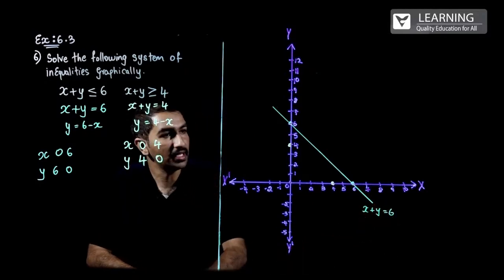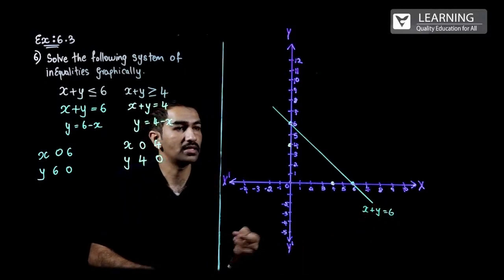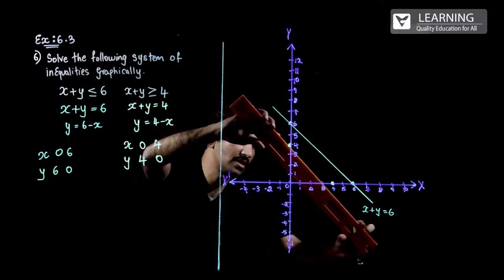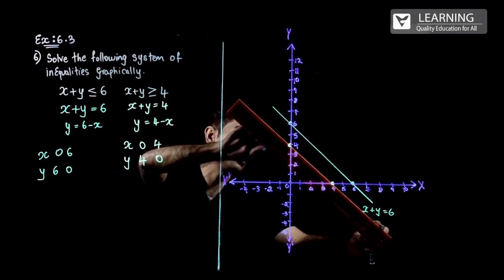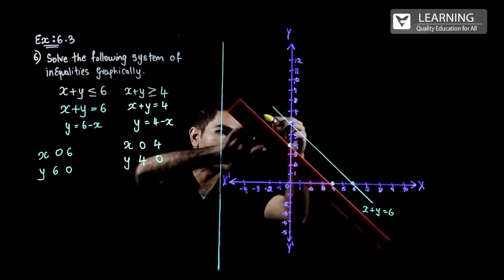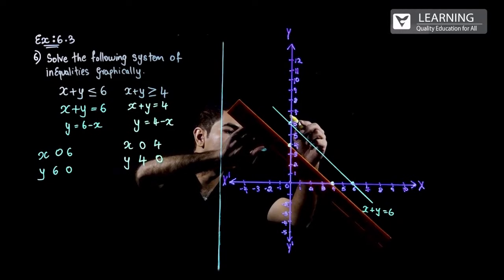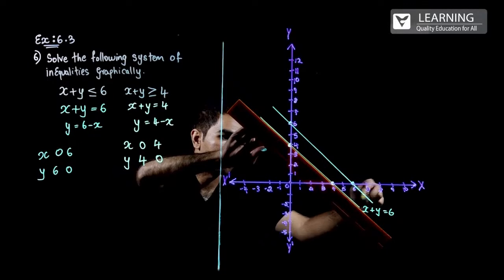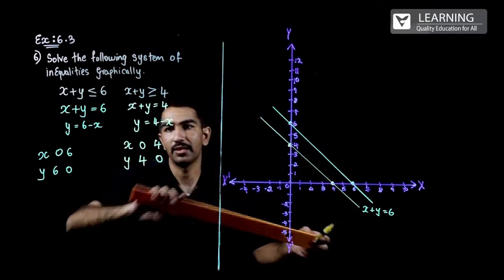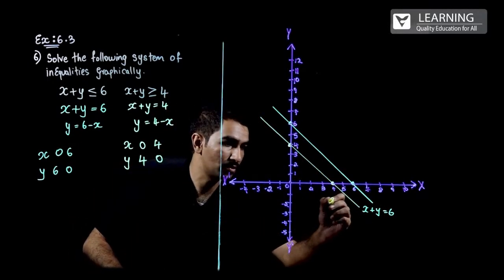Now we'll take another line, the yellow one. So that is 4, 4. We'll join this as well. So see how the lines are now. The lines are parallel, right? Means they are not intersecting on either side. Just draw a straight line. So what is this yellow line? This yellow line is nothing but x plus y is equal to 4.